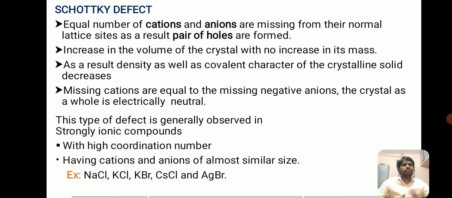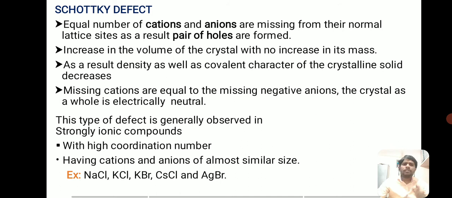As a result of the formation of a pair of holes, what happens? The density as well as the covalent character of the crystalline solid decreases. And the number of missing cations is equal to the number of missing anions here. So the crystal as a whole can be treated as electrically neutral. Why? Because the missing cations and anions are the same in number. So the crystal is electrically neutral.